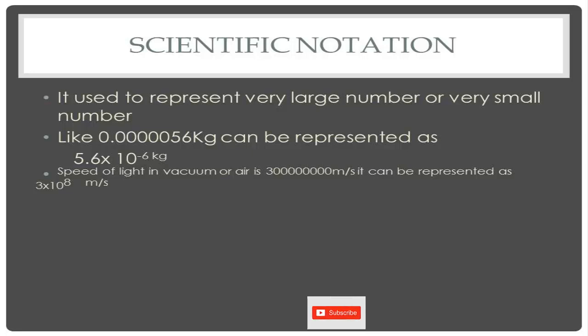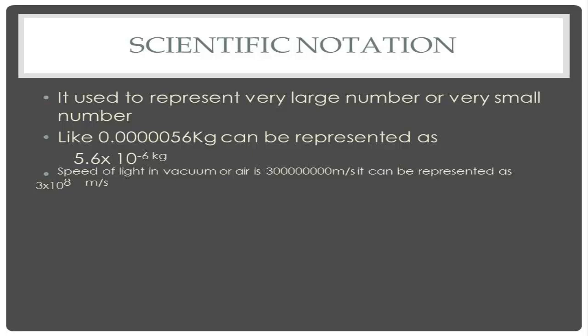Just like if we have a very small number, that is 0.0000056 kilogram, we want to represent it using scientific notation. In standard scientific notation, we write the decimal just after the first non-zero digit from the extreme left, like 5.6 times 10 power minus 6 kilogram, because whenever we move the decimal from left to right, we write a negative power.